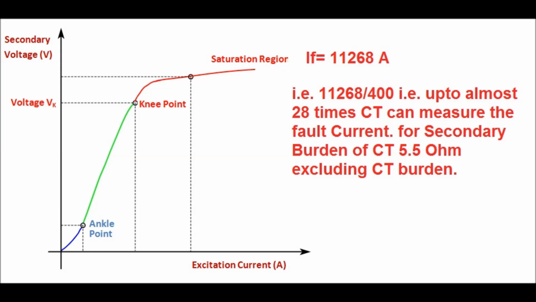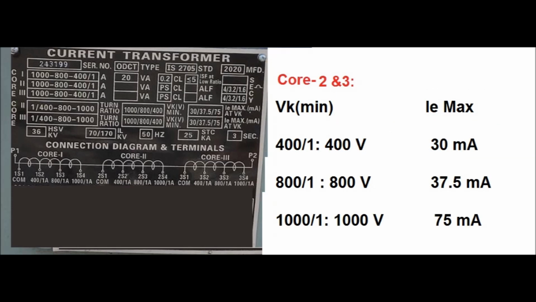Beyond this, the relay will not sense the current. As the relay burden increases, that is, as secondary burden increases, the fault current sensing capability of the relay will be less. So burden is an important parameter which is related with the knee point voltage and maximum fault current sensed by the relay. Now I maximum at Vk.